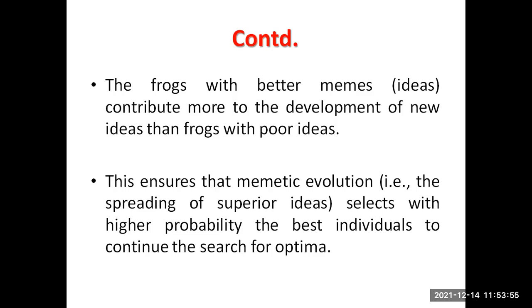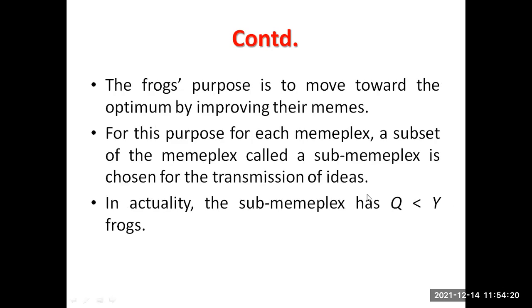So we understand that in the memetic evolution process, with higher probability, the best individuals will continue to search in the search space. The superior one will again perform better. Those with better performance will search within the search space, and finally they will get better quality food. The frog's purpose is to move toward the optimum by improving their memes. Always they are trying to improve their memes. Memes means the information about where the foods are located.